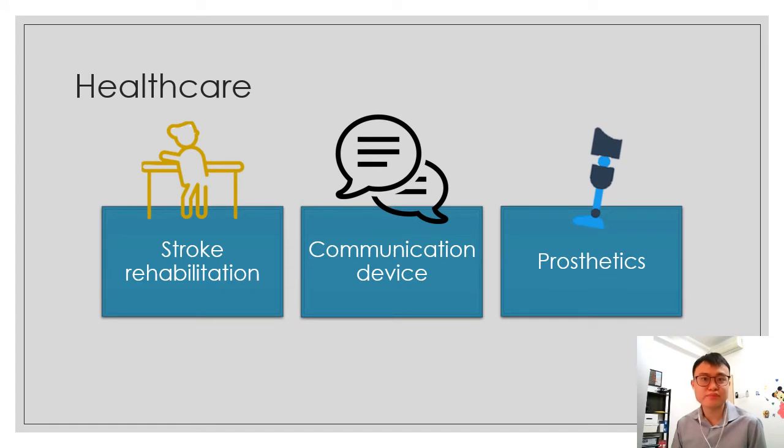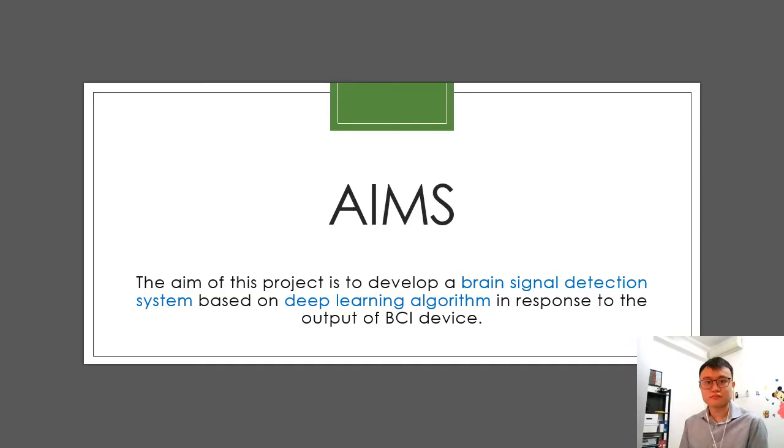Besides, we can also help numerous people in healthcare. For example, this can be applied to rehabilitation for stroke patients, as a communication device for people who lost the ability to speak or write, as well as to control prosthetics for people who have lost their limbs. This is also the reason why I chose to develop this project, because it can help numerous people. Now we have a big picture of how this project will contribute to society.